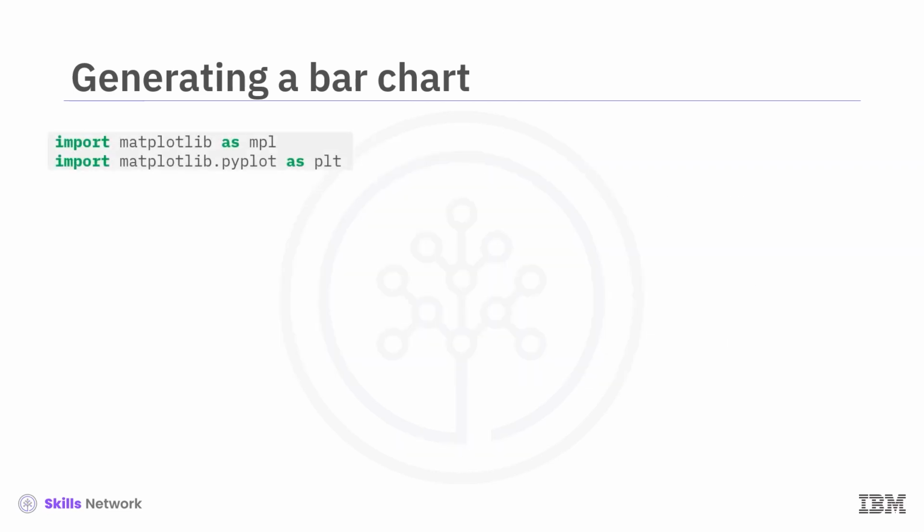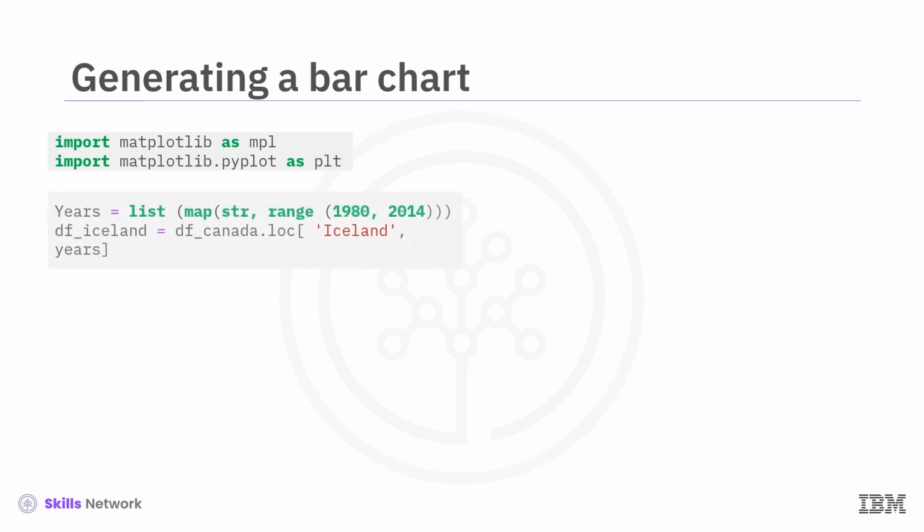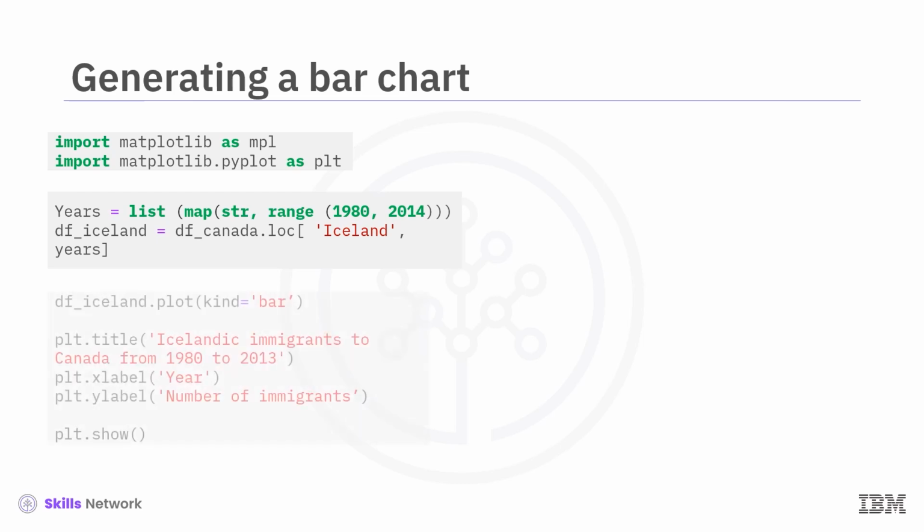As usual, we start by importing Matplotlib and its scripting interface. Then we use the years variable to create a new data frame. Let's name it DF_Iceland, which includes the data pertaining to annual immigration from Iceland to Canada and excluding the total column. Then we use the plot function on DF_Iceland and we set kind equals bar to generate a bar chart.